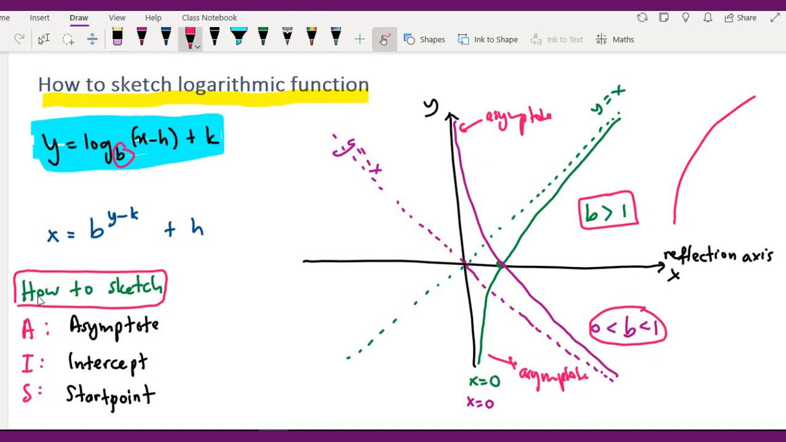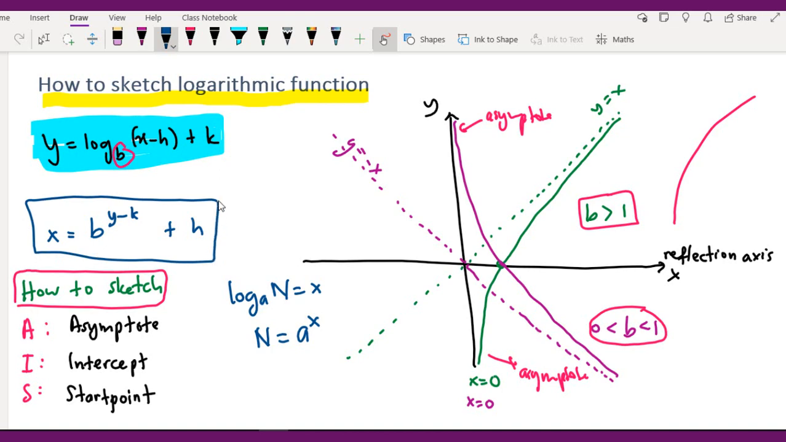Sketching the graph for log: from log, I change to index form. So n is equal to a to the power x. Now from log, change to index or exponent form. This is exponent, b power something. This is in exponent form, so it is the same as the exponential function.